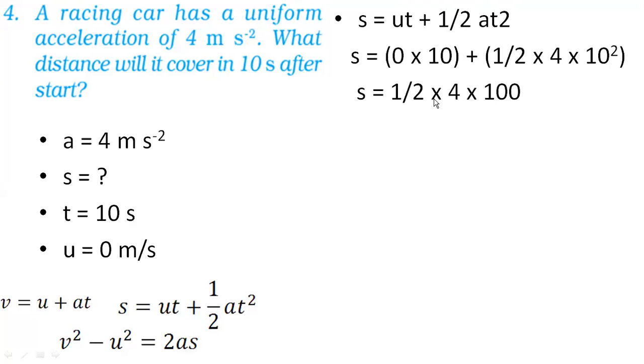So what would the answer be? This will become 0, half will remain, 4 into 10 square is 100. So I will divide this, two ones are two, two twos are four, and 2 into 100 is 200. The unit would be meters because this is distance. S is equal to 200 meters. That's it. Can we proceed to the next question? The last one, the fifth one. Okay, everybody is done with this question. Can we move to the fifth one?